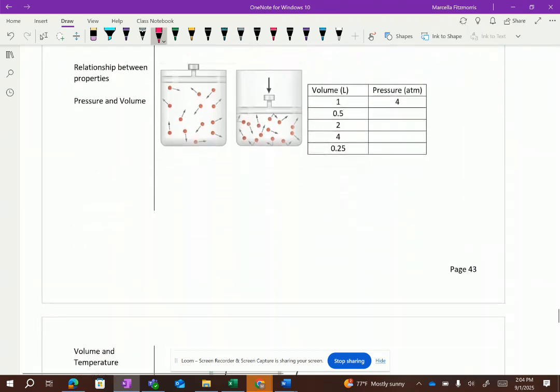So first we're going to look at the relationship between pressure and volume. There's a law that goes with this called Boyle's law. And it's written as P1 V1 equals P2 V2, where P is pressure and V is volume. We can use this calculation if we have numbers that aren't easy to figure out, or we can just know that as the volume goes down, the pressure goes up. They are an inverse relationship. They're inversely proportional to each other.